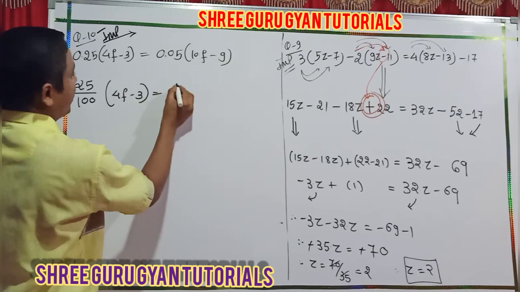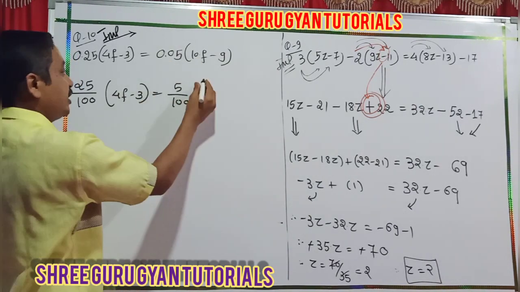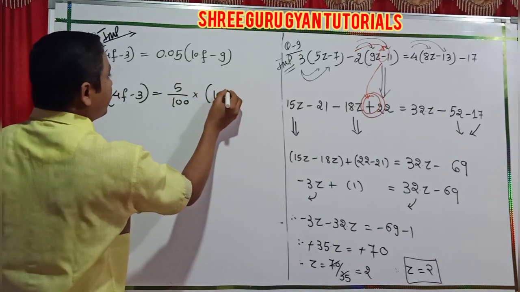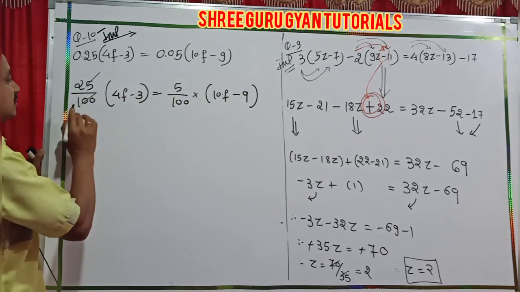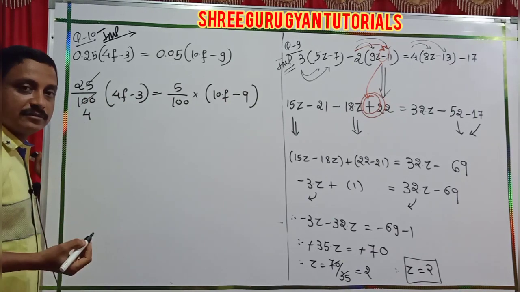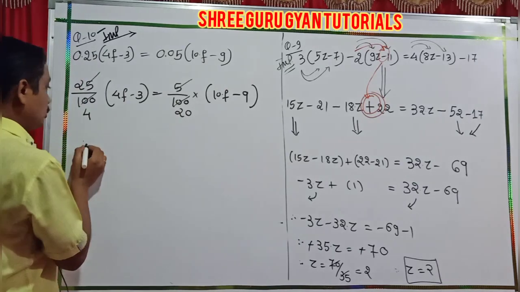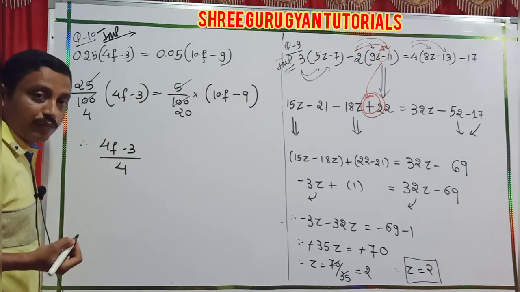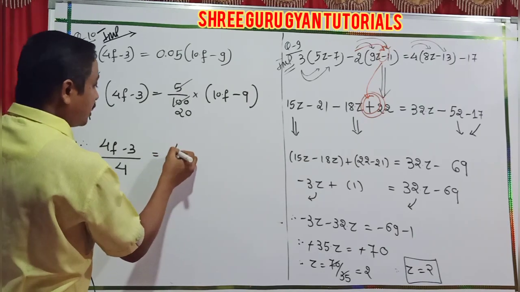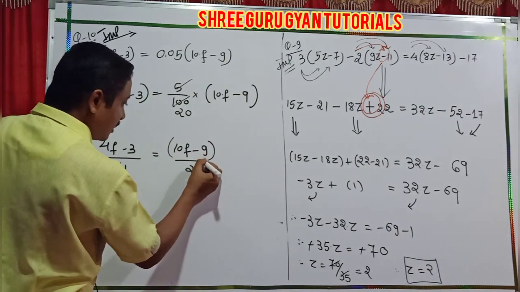Here also 5 by 100, because 2 digits after the 0.0. So apply the same, and 10f minus 9 is the same. So finally this cancels: 25 4s are 100. This cancels, 20 5s are 100. You get just (4f minus 3) upon 4 is equal to (10f minus 9) upon 20.